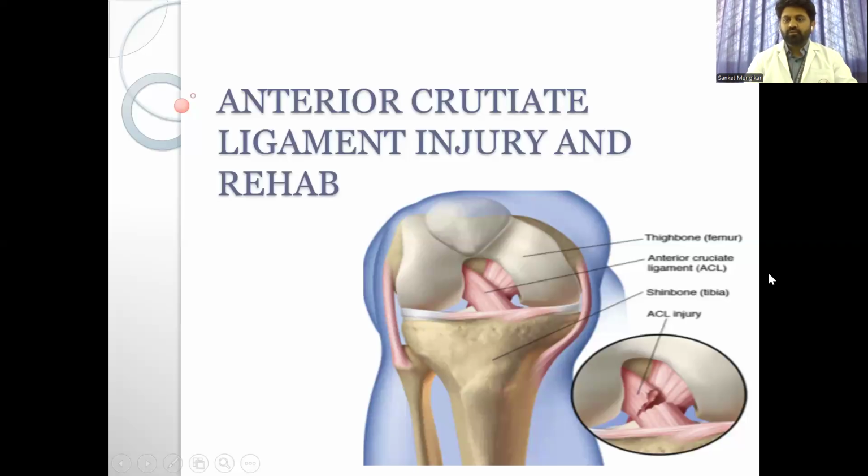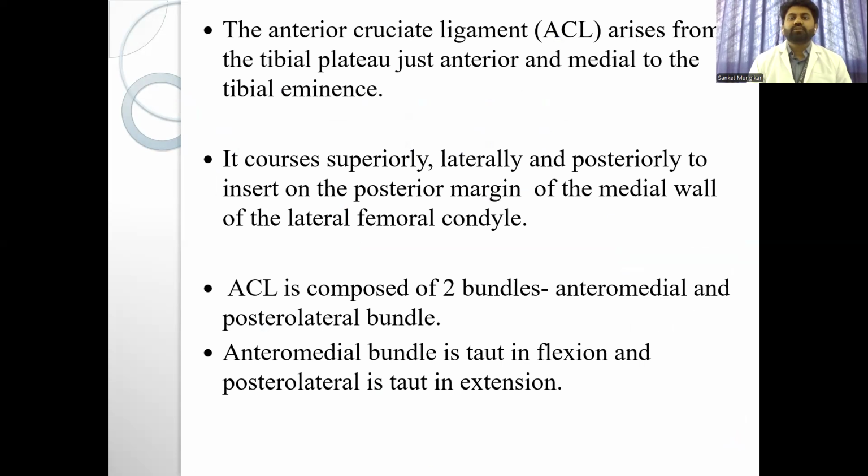Good morning, everybody. Today we are going to talk about anterior cruciate ligament injury and its rehabilitation. So, the anterior cruciate ligament arises from the tibial plateau just anterior and medial to the tibial eminence. It courses superiorly, laterally, posteriorly to insert on the posterior margin of the medial wall of the lateral femoral condyle.